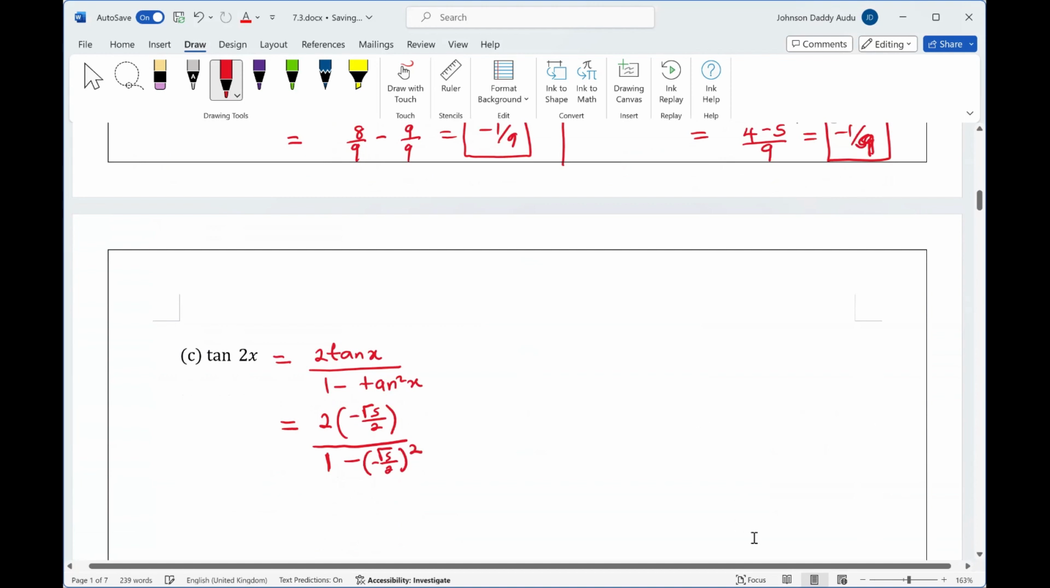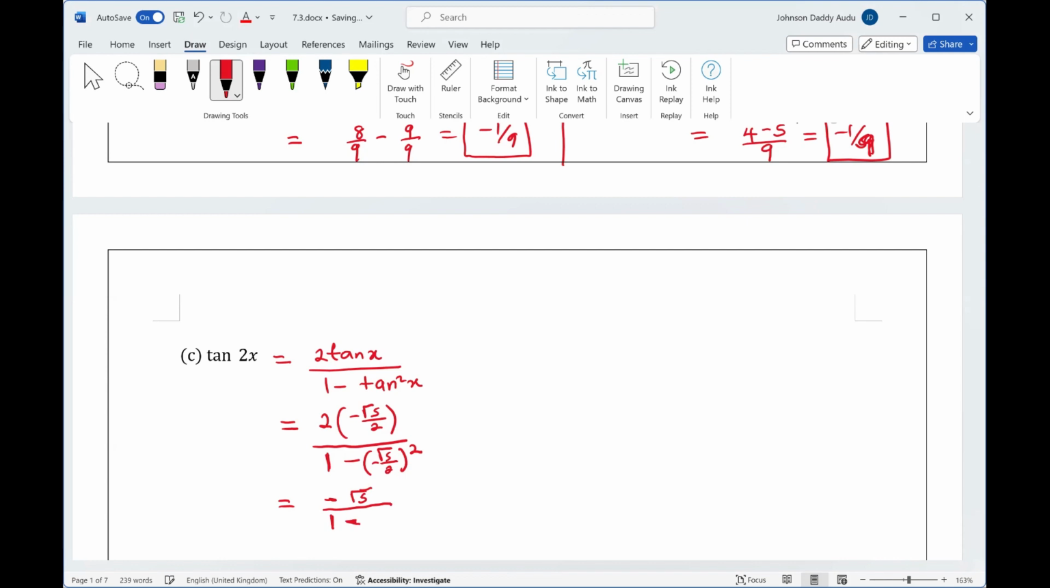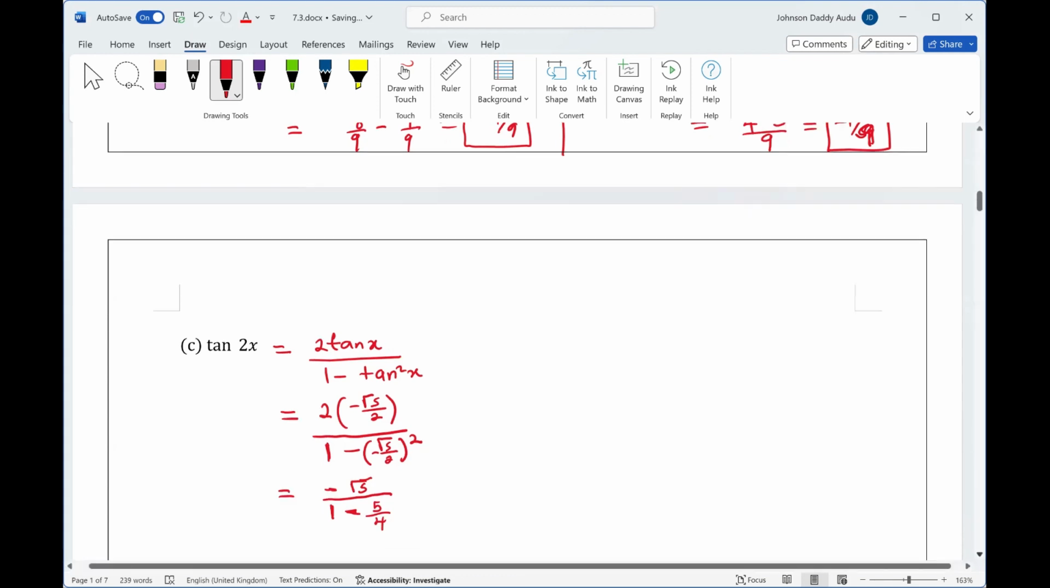So now we just need to what? We just need to simplify. So to simplify this, this is going to be minus √5, just minus √5, because the 2 will cancel the 2, and here will be 1 minus. If you square this, you're going to get 5 over 4, right? 5 over 4, that is what you get.